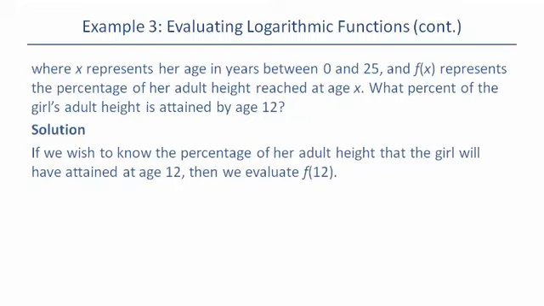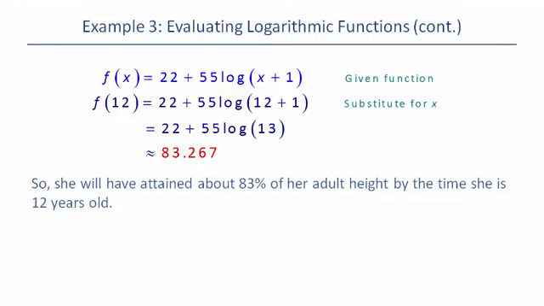One question we could ask is, what percent of the girl's adult height is attained by age 12? Now, if we want to know the percentage of her adult height that she'll get at age 12, then we can evaluate f of 12, plug that into the function, and f of 12 gives us 83.287, or roughly 83% of her adult height is at 12 years of age. Pretty straightforward and easy, right?